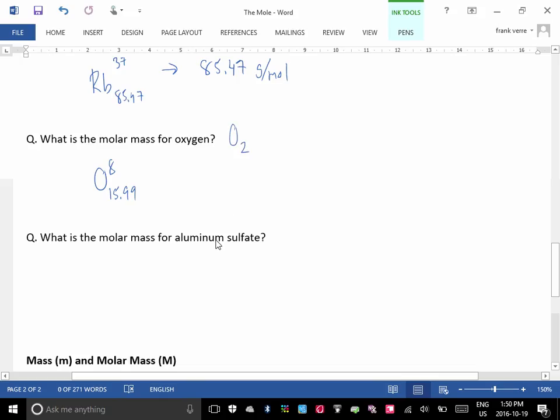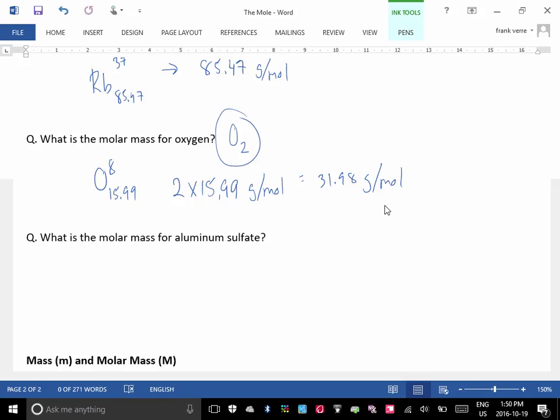O2. So the molar mass of oxygen, or the molar mass of O2, would be 2 times 15.99 grams per mole, which would then end up being 31.98. Okay, because oxygen, remember, oxygen is diatomic, right? So it exists as 2 atoms.